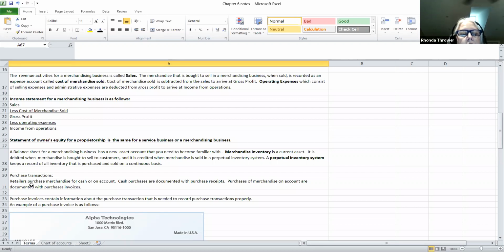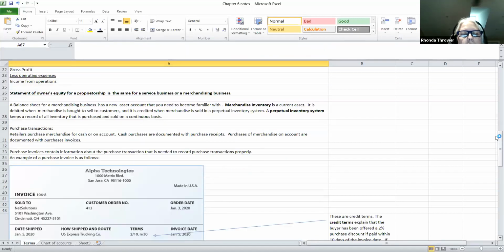So we're going to talk about when retailers or merchandising businesses buy merchandise for cash or they buy it on credit with accounts payable. If you buy it with cash, your cash purchases are documented with purchase receipts. Purchases of merchandise on account or on credit are documented with purchase invoices. And purchase invoices contain information about the purchase transaction that is needed for you to record purchase transactions properly.